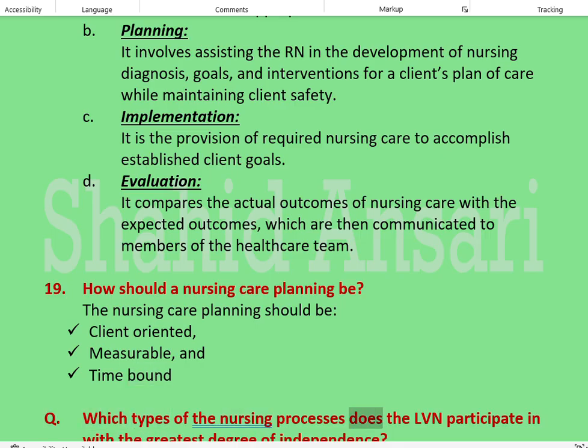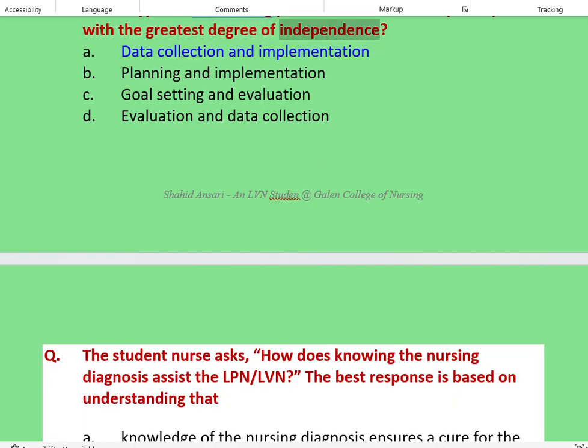Q. Which types of the nursing process does the LVN participate in with the greatest degree of independence? A. Data collection and implementation. B. Planning and implementation. C. Goal setting and evaluation. D. Evaluation and data collection.